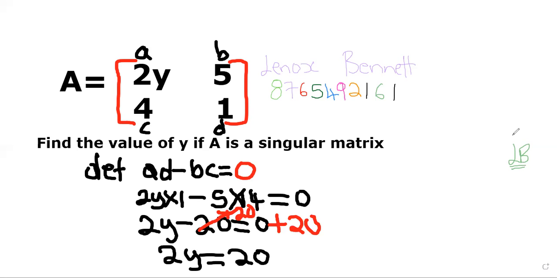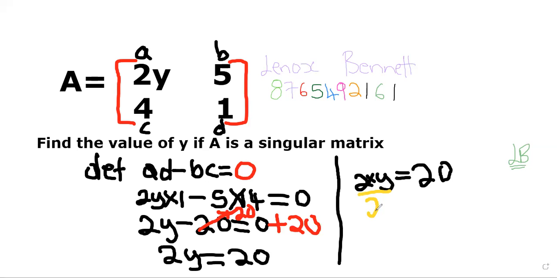All right, but we are not finished. We need to simplify this. 2 times y is equal to 20. So it's 2y equal 20. So this is saying 2 multiplied by y. So we need to find the inverse of multiplication. And the inverse of multiplication is division. So we divide by 2.